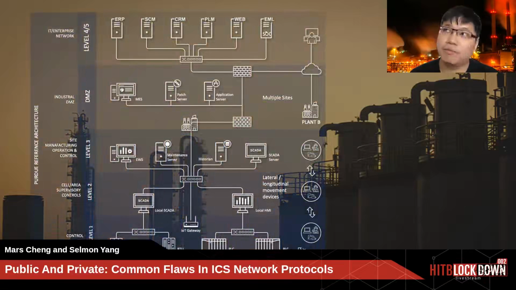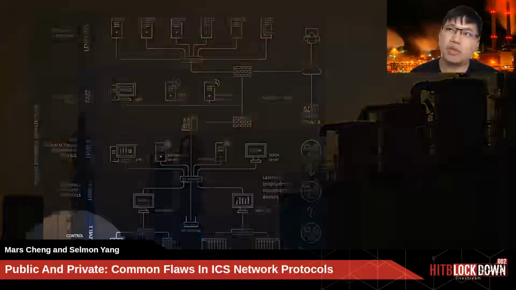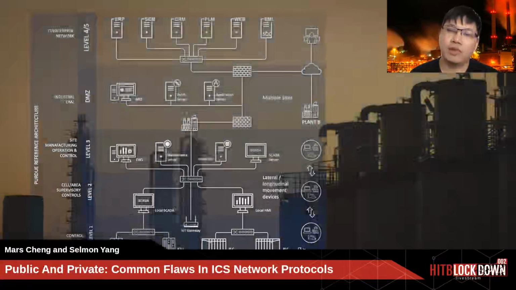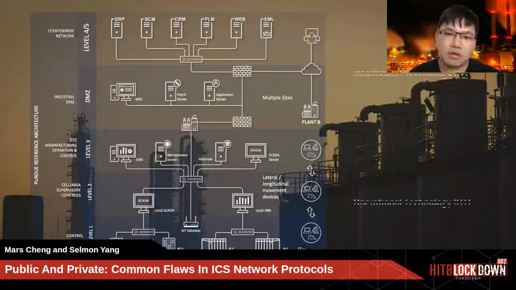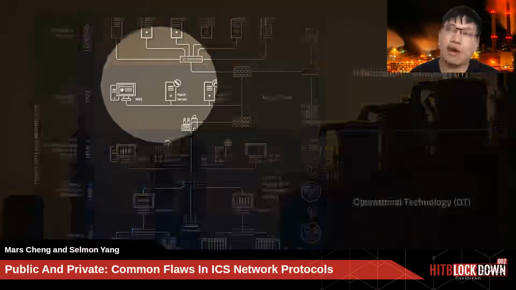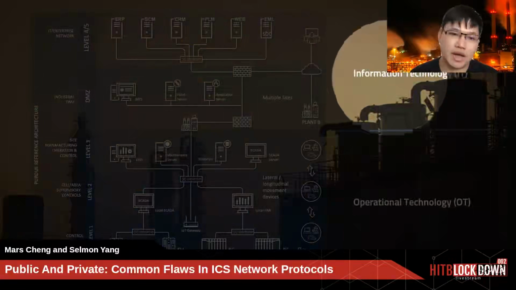This is the Purdue model, which was developed in the 1990s. This architecture was adopted by the ISA-99 standard previously, and now we call it IEC 62443. The Purdue model has 6 layers, numbered 0 to 5. Level 0 to level 3, we call the OT, or operational technology layers, while level 4 to level 5, we call the IT layer.